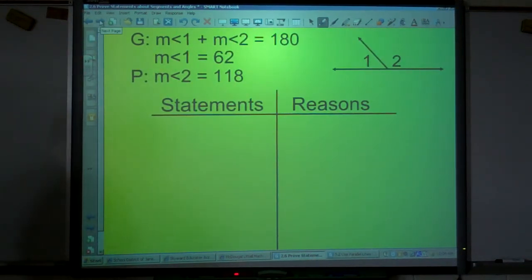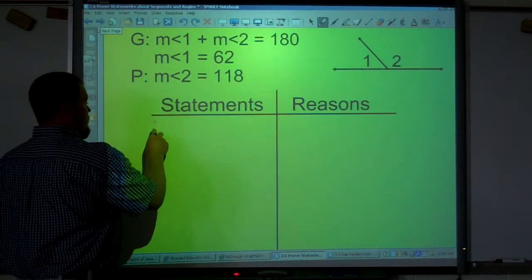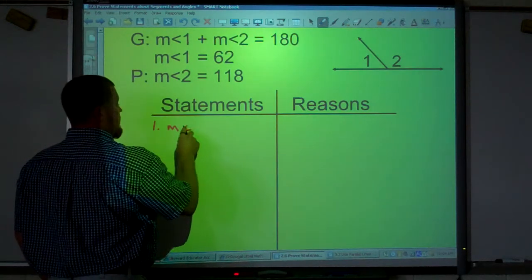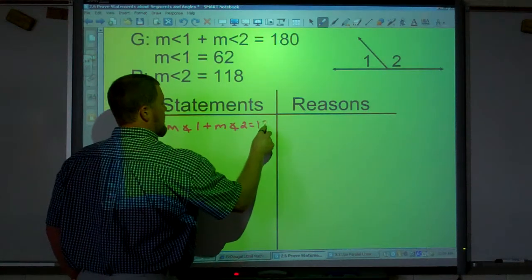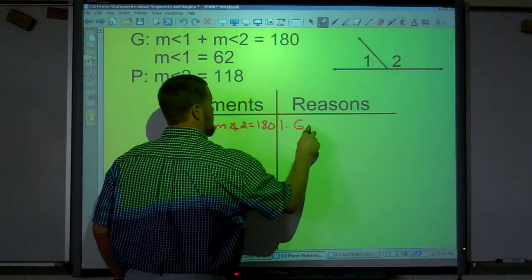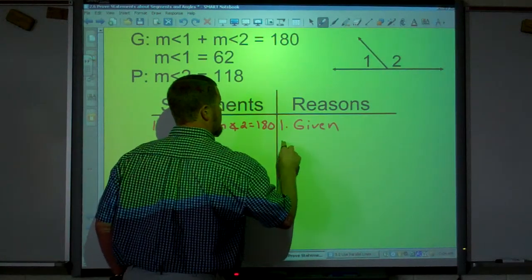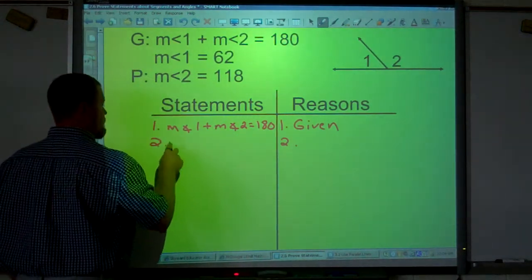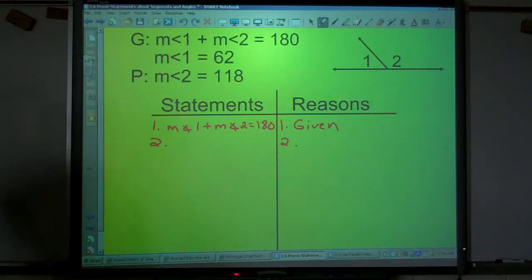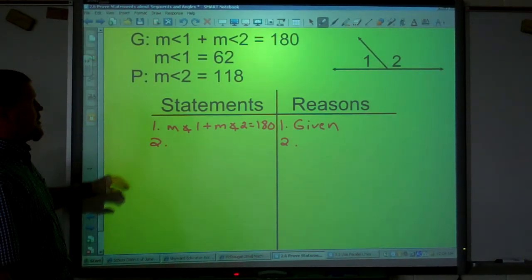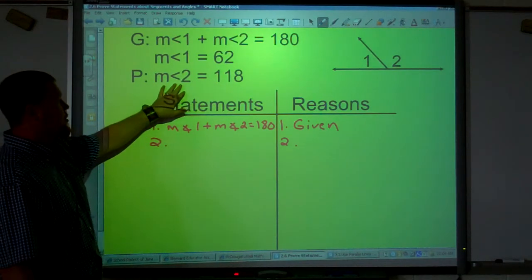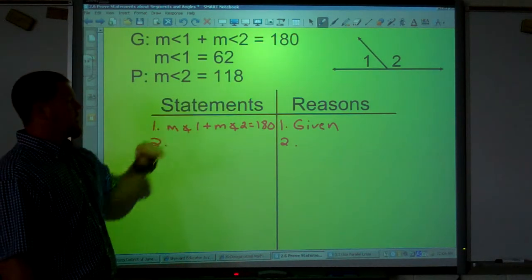Another proof. Again, start out with our given. Measure of angle 1 plus the measure of angle 2 equals 180. It's given. Now, we do happen to have another given. Is that going to help us? Look where we need to get. We need to talk about measure of angle 2 equals 118.